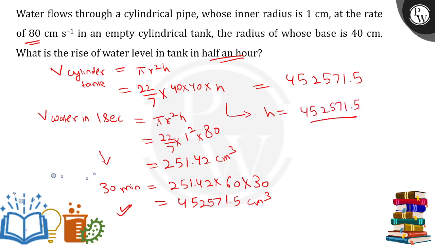452,571.5 upon, doing the calculation on this side and transferring to the other side, we will have 5028.57. Simplifying this, h will come out to be something like 89.99, which can be further understood as simply 90 centimeter, which is our answer for this case.